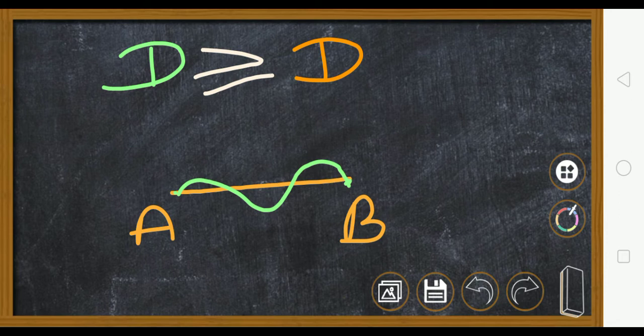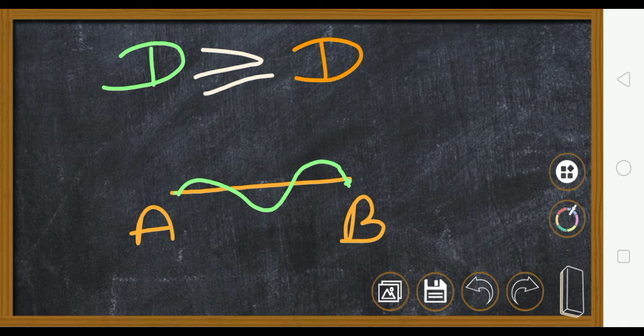Equal to means suppose you decide to go this path only, that orange color, then that is the actual path taken by you. So in that case your distance and displacement both will become equal. So distance and displacement can be equal also, or distance will be more than displacement. But distance can never be less than displacement. That you have to remember.